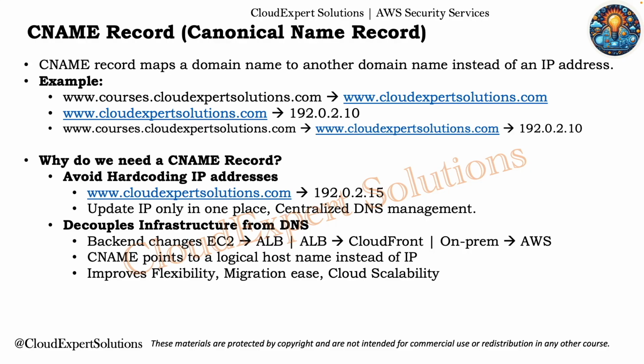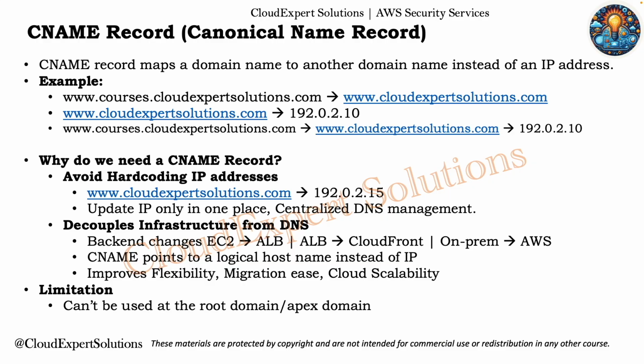Some important limitations of CNAME record to remember. A CNAME cannot be used at a root domain or apex domain, and it works only for subdomains. This is an important point for the certification. We have discussed root domain, apex domain, subdomain, and other DNS terminologies with examples in module 7.0. Please feel free to check if you have any confusion on these concepts.